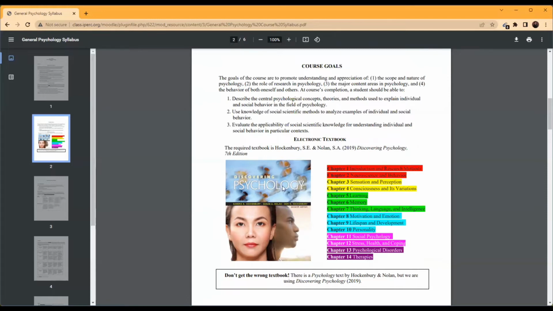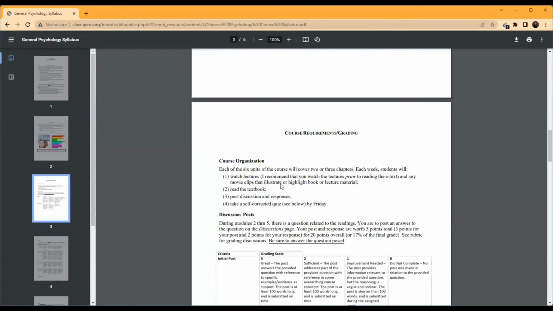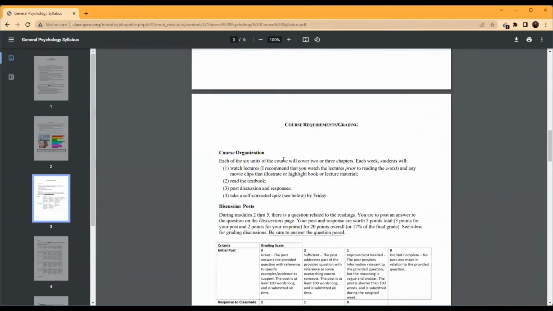Some syllabi will have a cover page of the textbook, but some might not. But there always will be a required textbook with a name on there. Next part are the course grading or course requirements.